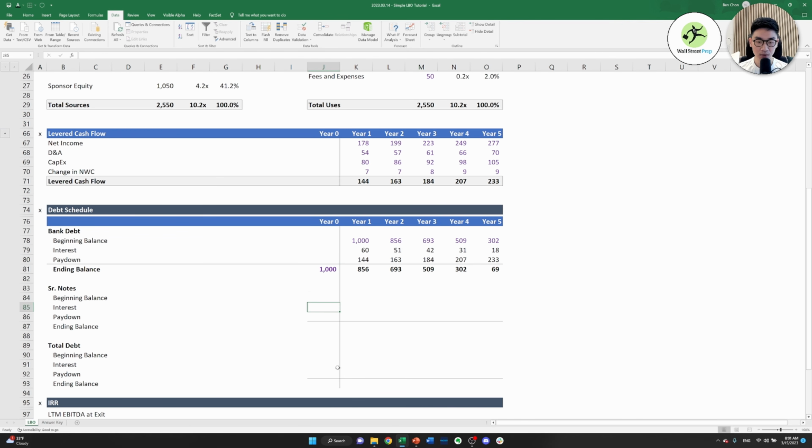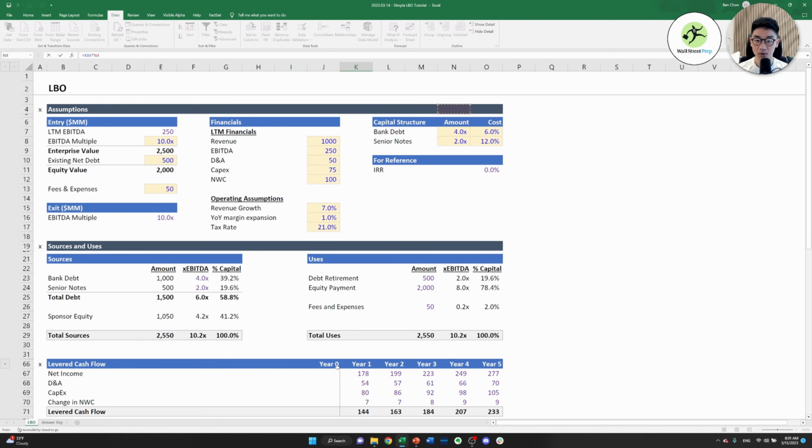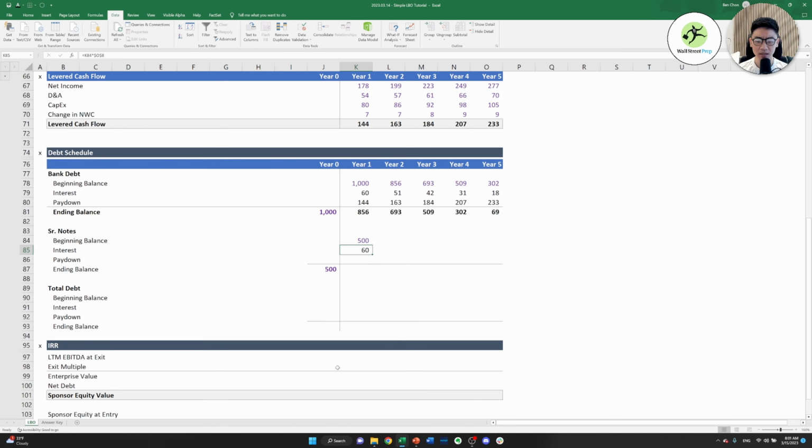So the next thing we want to do is do the same thing for our next tranche of debt. So let's go to our senior notes here. And then beginning balance is your ending balance of the previous year. Interest is your beginning balance multiplied by your senior notes. And let me actually point out, this is a simplifying assumption, because the interest you're paying is actually usually based on the amount of interest you're paying each month, or maybe each quarter, depending on the terms with the bank. But for our purposes, we're just going to assume that the interest is based on the beginning balance for the full year.